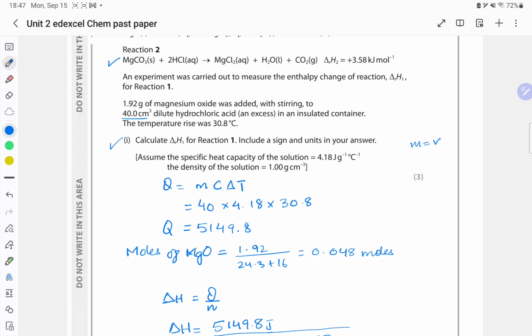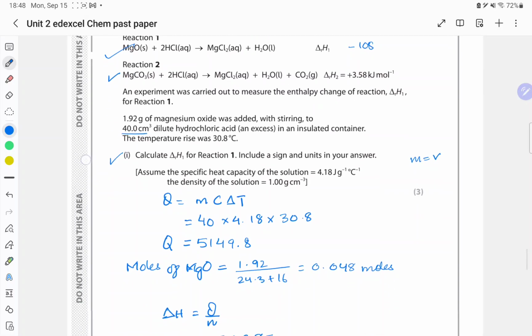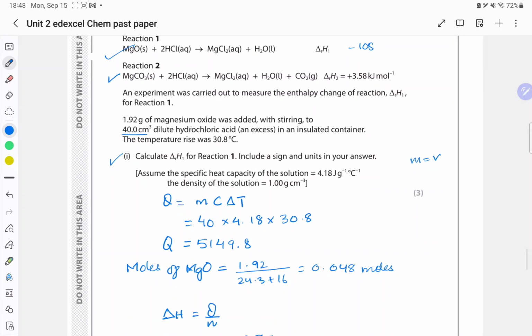What they're asking is: an experiment was carried out to measure the enthalpy change of reaction, delta H, for reaction 1. So they're basically talking about reaction 1. 1.92 grams of magnesium oxide was added with stirring to 40 cm³ of dilute hydrochloric acid in an insulated container. The temperature rise was 30.8. So there's a rise in temperature. Now they are asking us to calculate delta H for the reaction, including a sign and units in your answer.